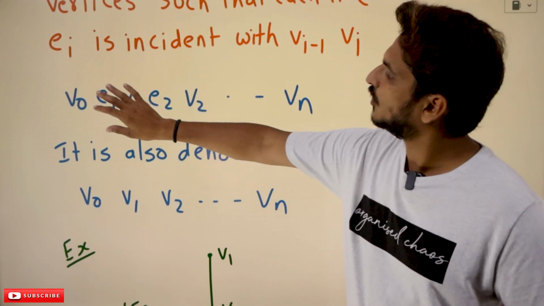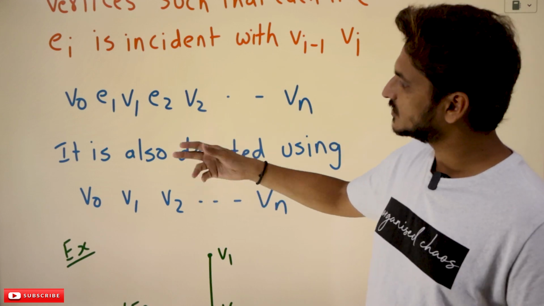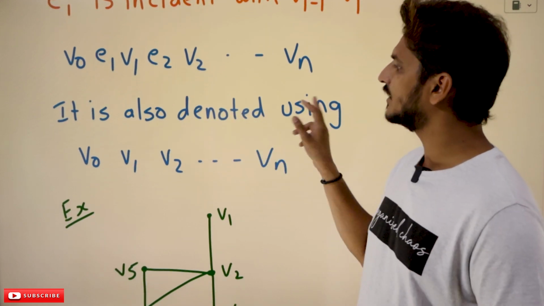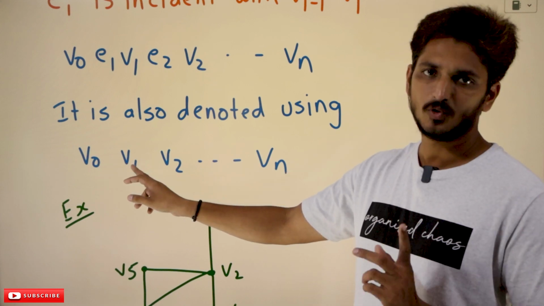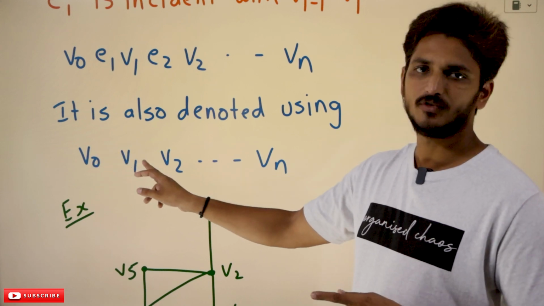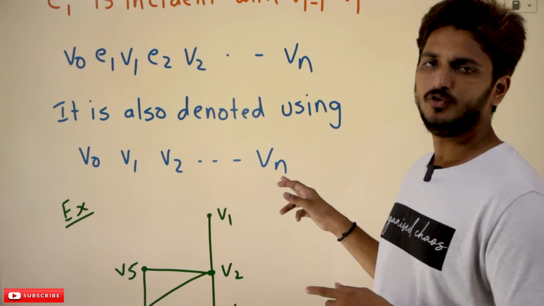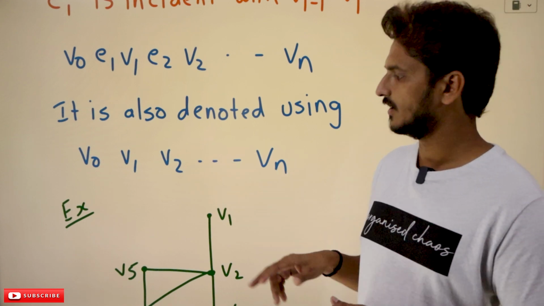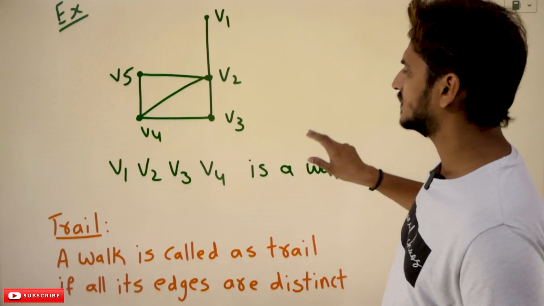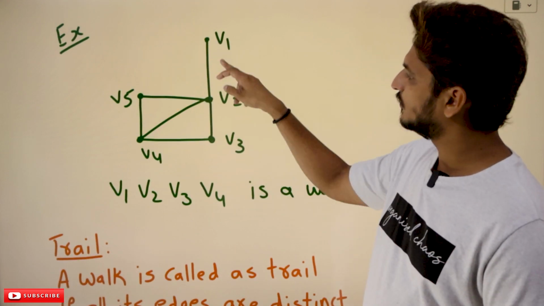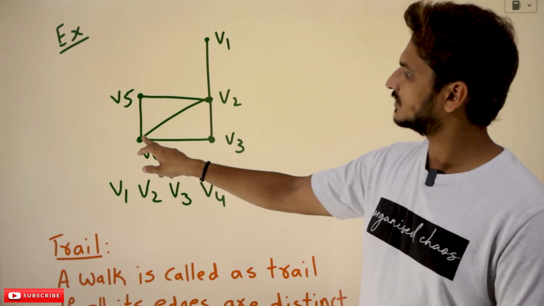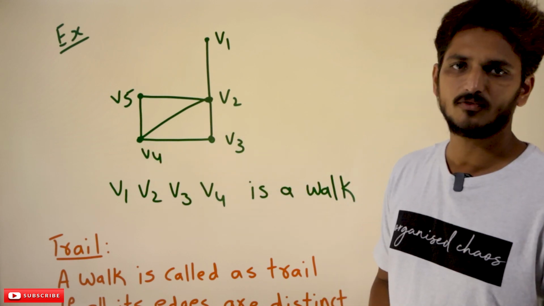So simply, you need not write it like this. It is also denoted using a sequence of vertices: V0, V1, we moved from vertex V0 to V1, V1 to V2, and so on up to Vn. This is how we can mention it. Let's take an example. See, this is a simple walk. From V1 we move to V2, V2 to V3, V3 to V4. This is called a walk.